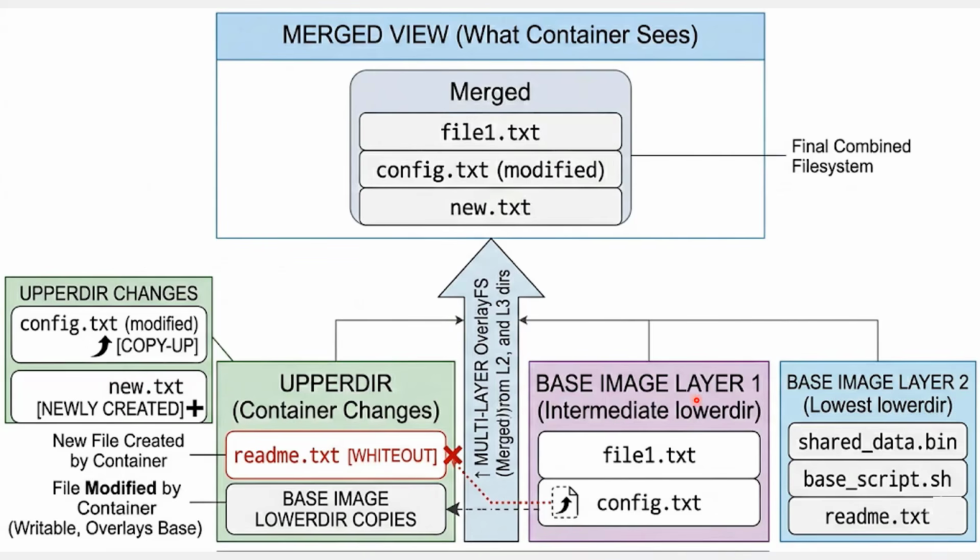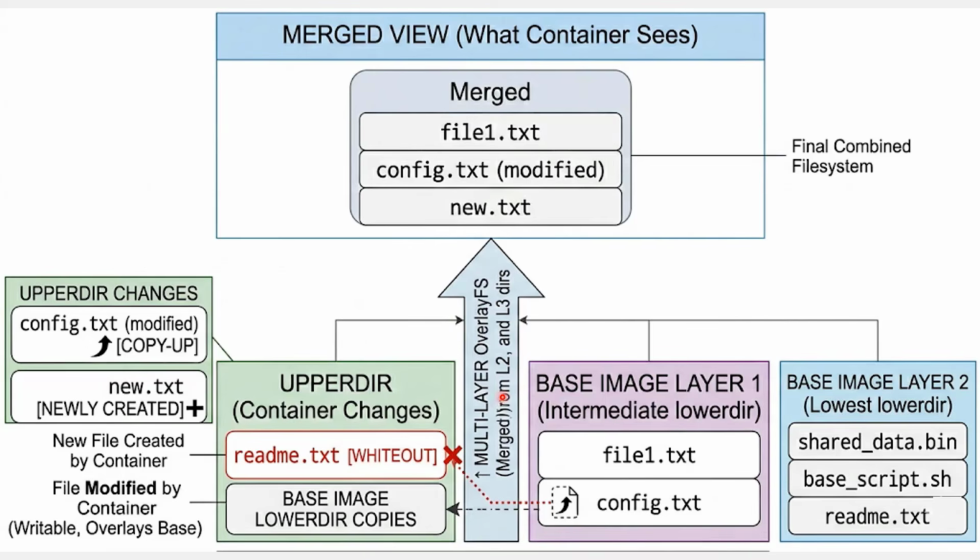Now look at the right hand side. These are the base image layers. So layer 2 has multiple files like shared, data, bin, bash script and readme.txt. And layer 1 has 2 files, that is file1.txt and config.txt. Each layer adds or modifies something, but no layer stores the full file system. So each layer stores only the difference.